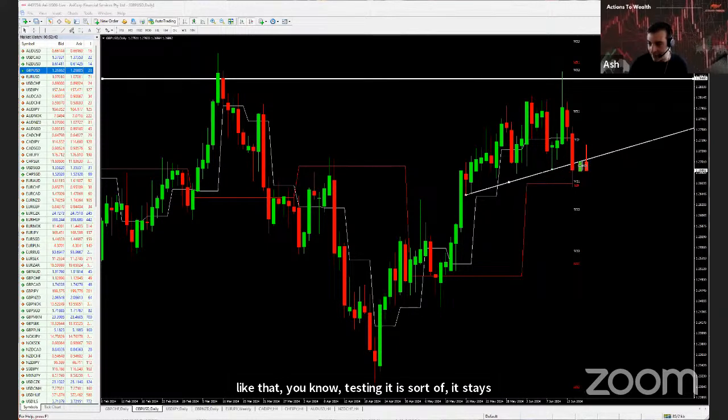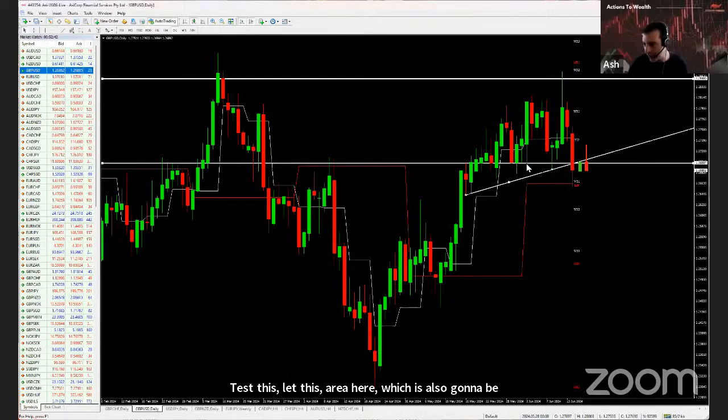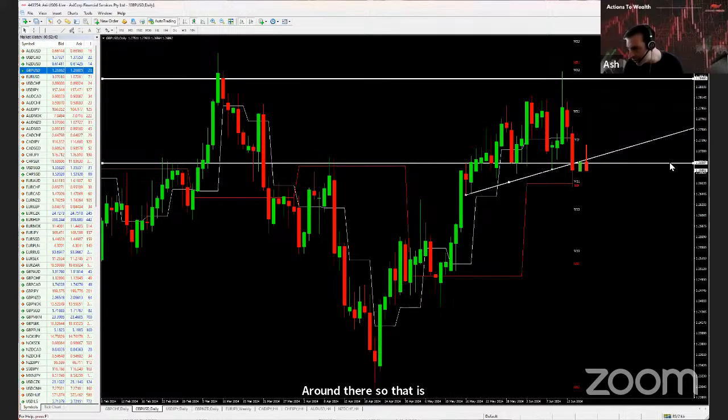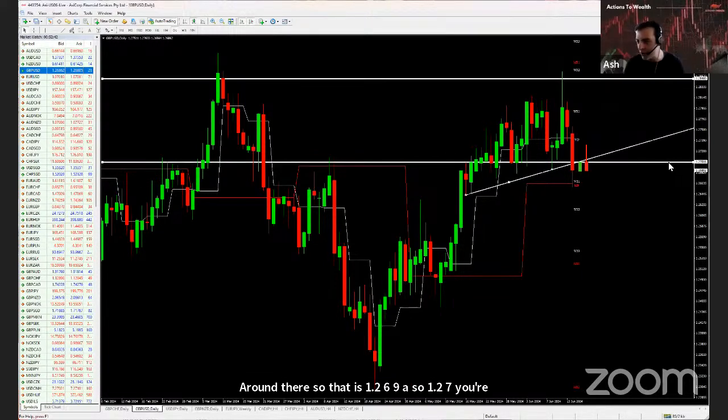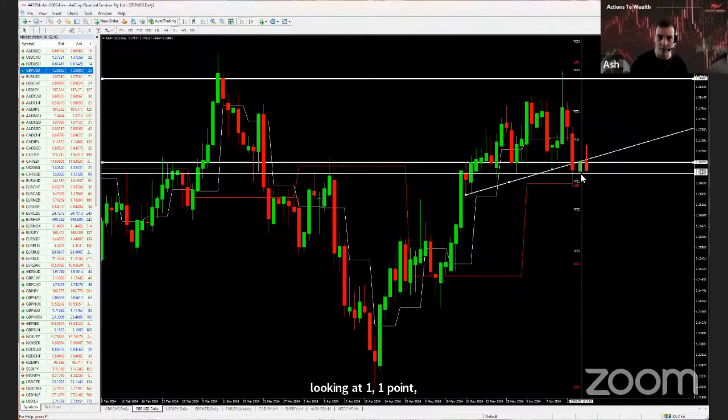Test this area here, which is also going to be this horizontal level along here, around there. So that is 1.2698. So 1.27 you're looking at. Around 1.27. This is where we want to see some information from the charts to see what the price action is.